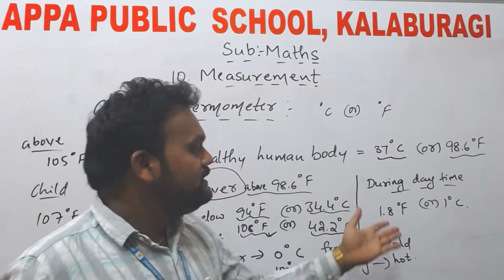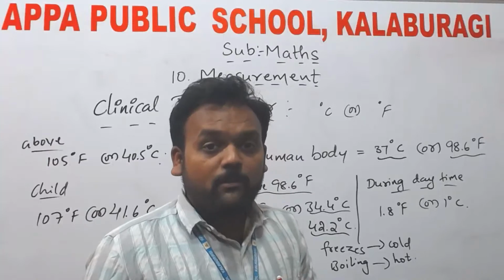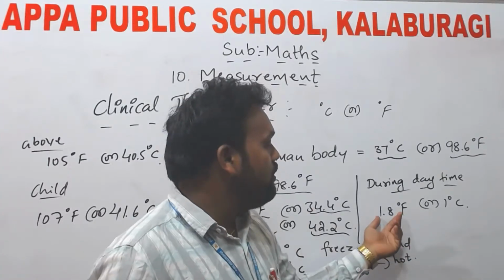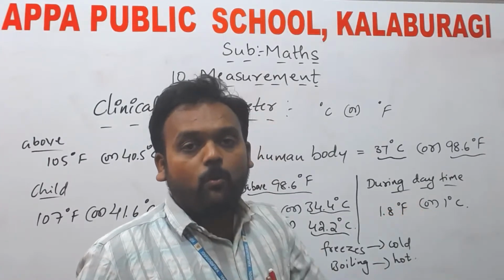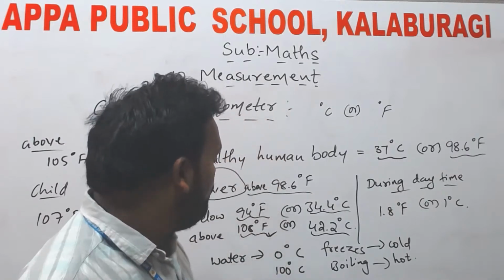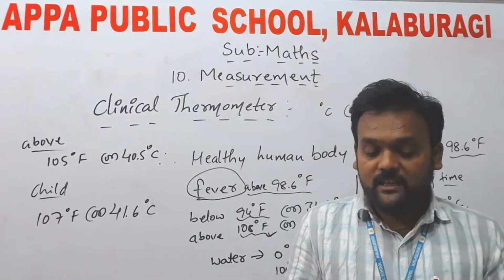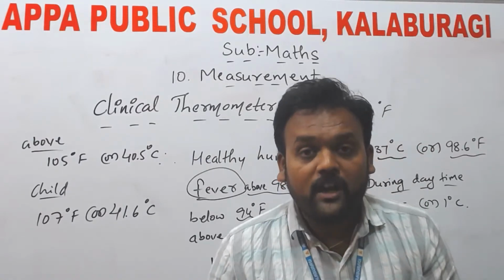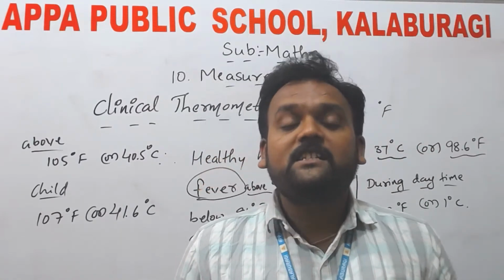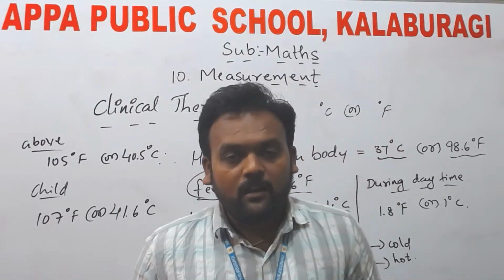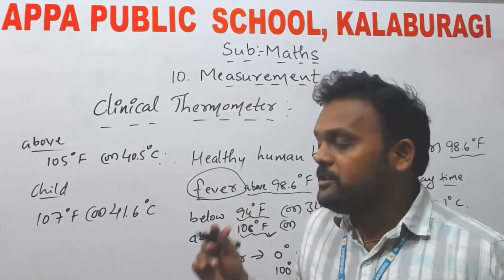We also discussed that during the daytime, your body temperature increases by 1.8 degrees Fahrenheit or 1 degree Celsius. Now, you know that for water, 0 degrees Celsius is the freezing point and 100 degrees Celsius is the boiling point. Understood, students? I hope you all understood this concept.